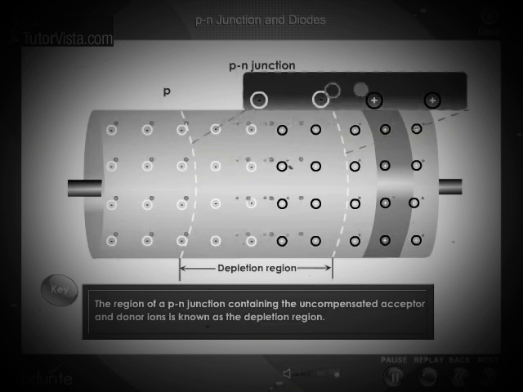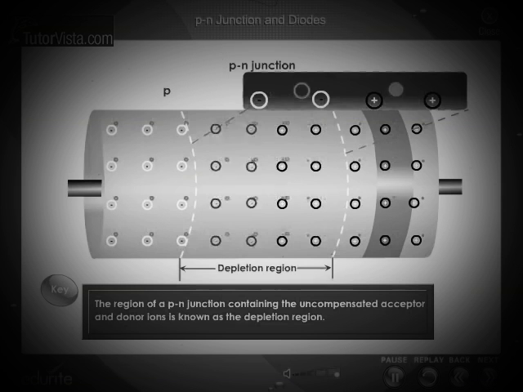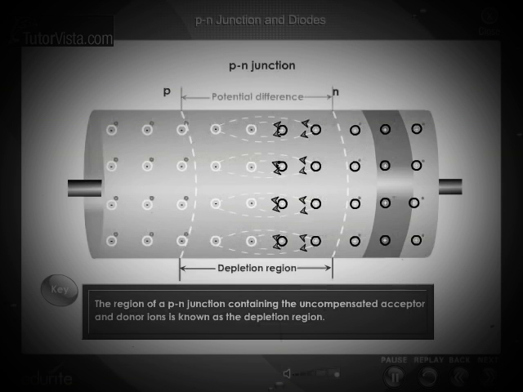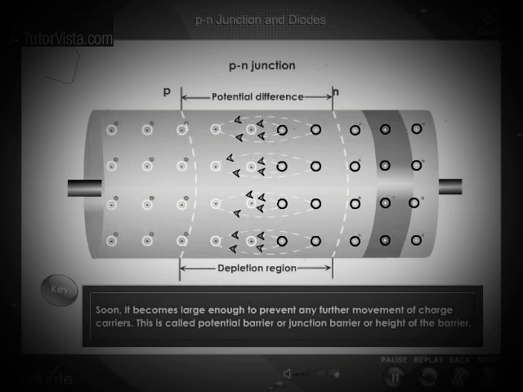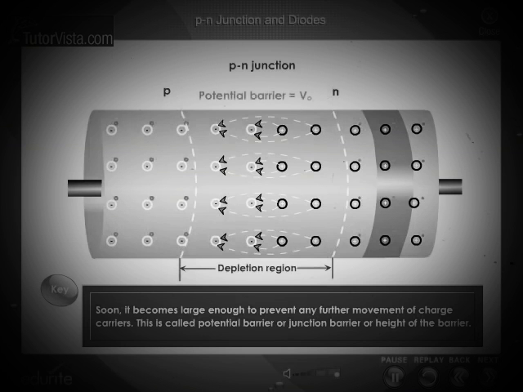The holes trying to enter the P region are repelled by the uncompensated positive charge on the donor ions, and the electrons trying to enter the N region are repelled by the uncompensated negative charge on the acceptor ions. As a result, a potential difference is established across the junction. Soon, it becomes large enough to prevent any further movement of charge carriers. This is called the potential barrier, or junction barrier, or height of the barrier.